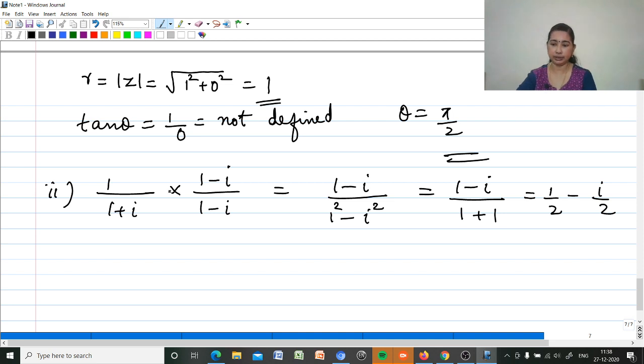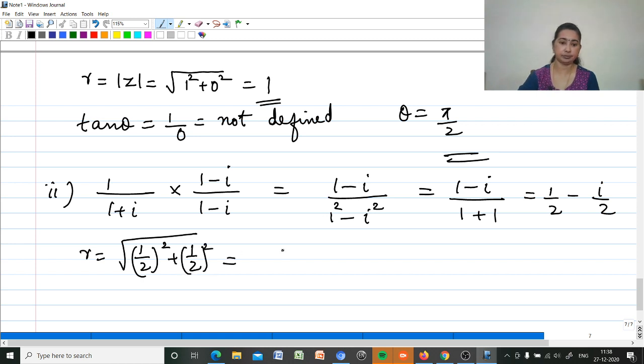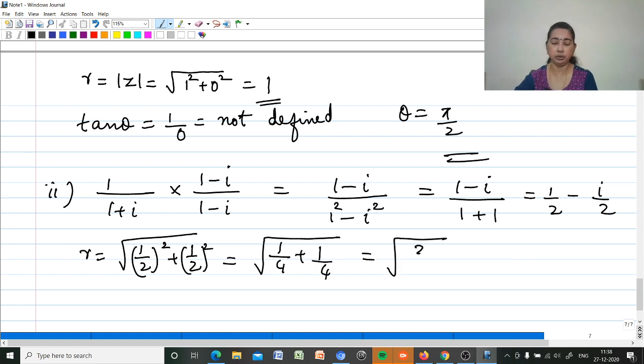Now we have to convert. We have to find what is r and what is theta. r is equal to root of (1/2)^2 + (1/2)^2, which is equal to root of 1/4 + 1/4. That's equal to root of 2/4, that is root of 1/2, and its root is 1 by root 2. So r is equal to 1 by root 2.